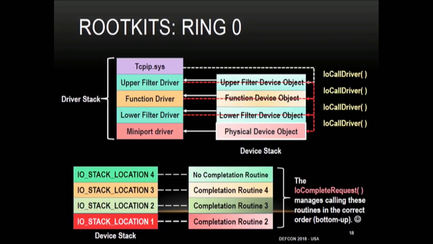Here, I show you a complete picture about it. At left, we have the driver stack. At right, we have the associated device objects for each driver. Pay attention that the IoCallDriver function is called to pass down the IRP packet to the next layer. At bottom, we have completion routines that are called in the reverse order. So the completion routine is the function that does the job. All of them are managed by the IoCompleteRequest function at right.